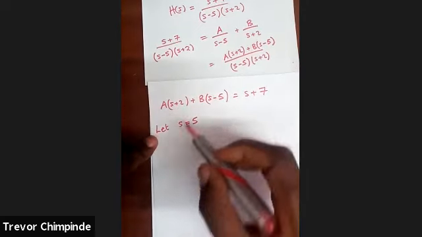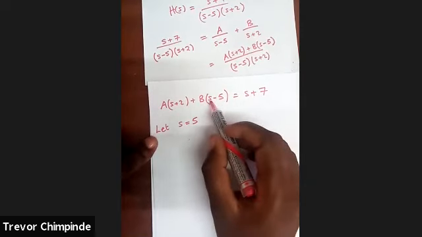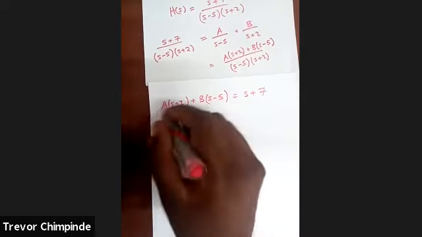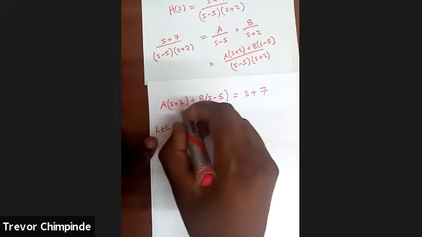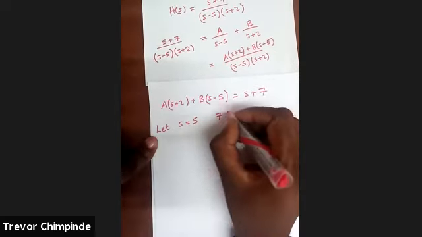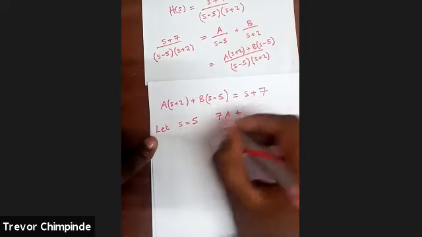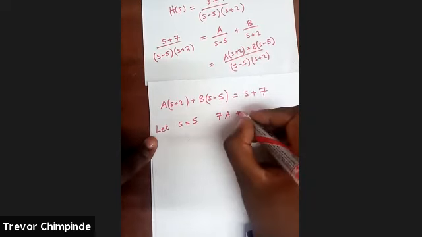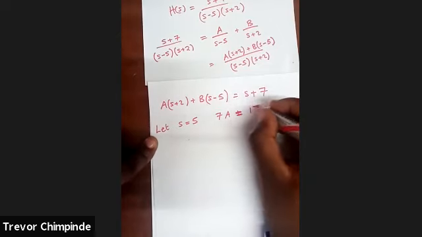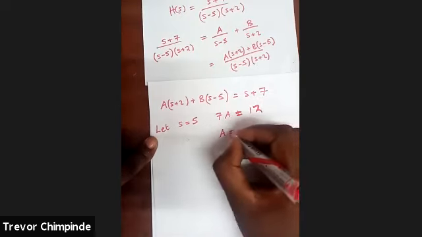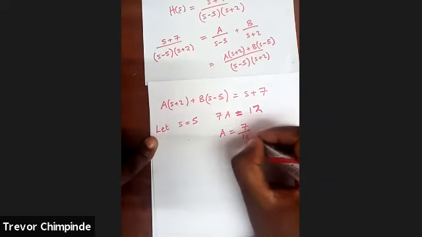And why do we do that? Because when S is equal to 5, S minus 5 becomes 0, so you just remain with that term. In place of S it's 5 plus 2, 7. So it becomes 7A plus 0 is equal to 5 plus 7, which is 12. Therefore, A is equal to 7/12.